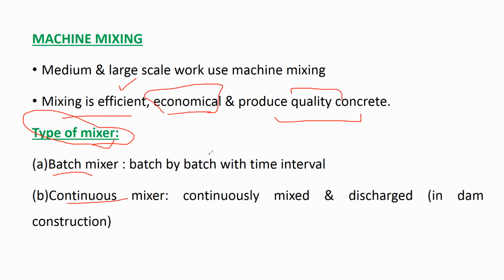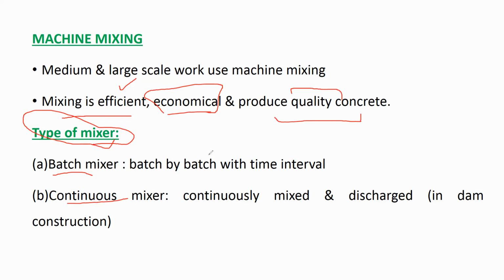Okay, the machine will come under batch mixer. Then we have continuous mixer. So what do you mean by continuous mixer? Continuously mixed and discharged, as in dam construction. So in the continuous mixers, the concrete is prepared continuously.